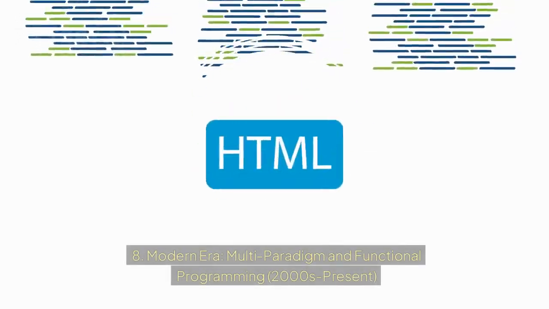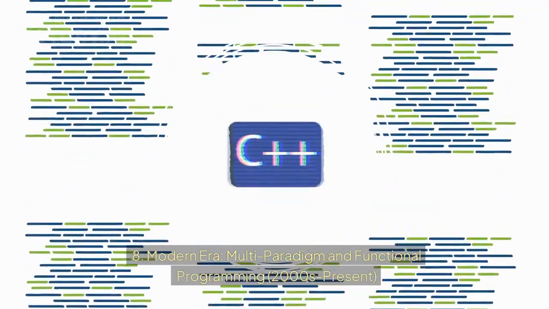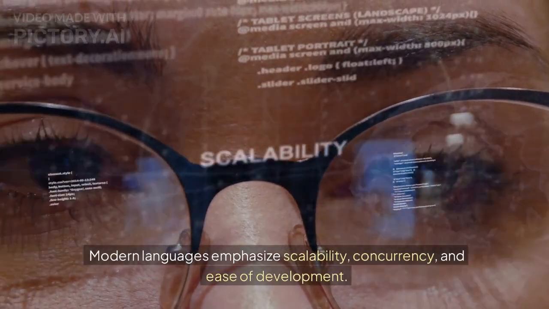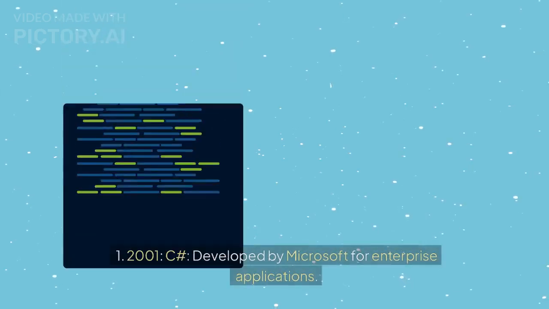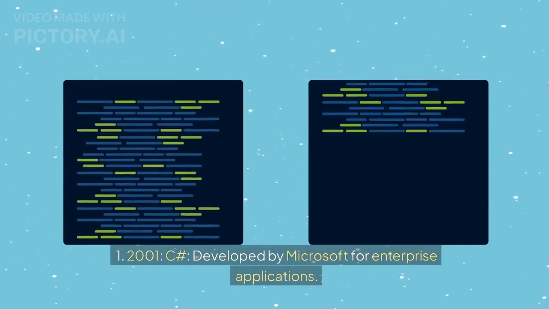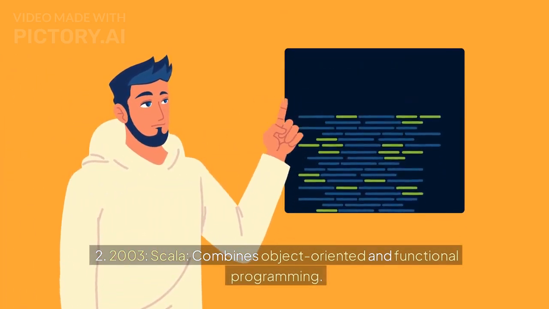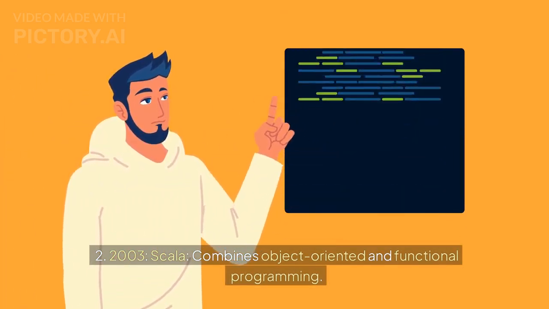8. Modern era. Multi-paradigm and functional programming, 2000s–present. Modern languages emphasize scalability, concurrency, and ease of development. 2001. C#, developed by Microsoft for enterprise applications. 2003. Scala, combines object-oriented and functional programming.